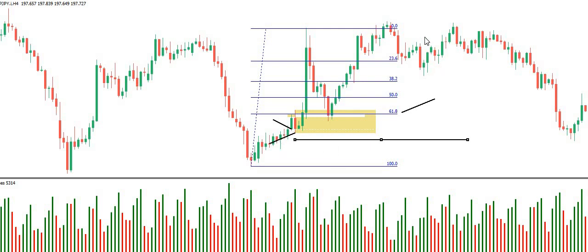And which area will we target for the profit? As I said, the high from where the market made the retracement move will be our target. And most of the time your take profit will be triggered.